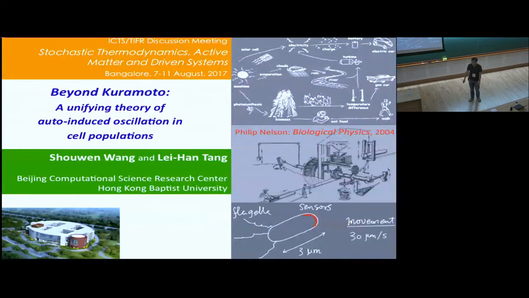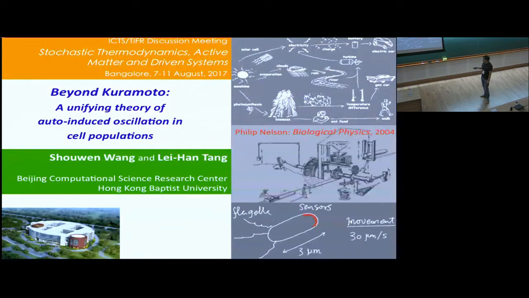So I'm going to tell you some recent work that provides a new angle to a very well-known phenomenon, which has been studied for half a century, if not longer. And the work was mostly done by my excellent student, Xiuwen Wang, in Beijing.